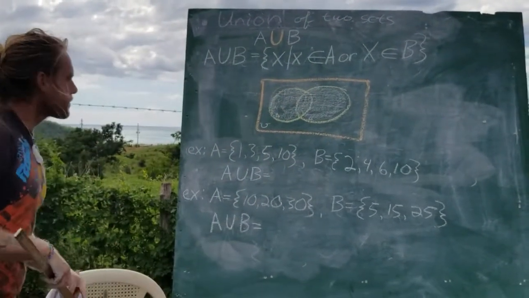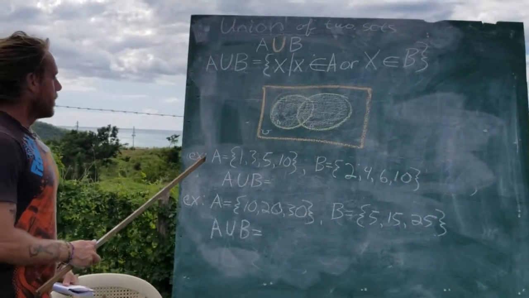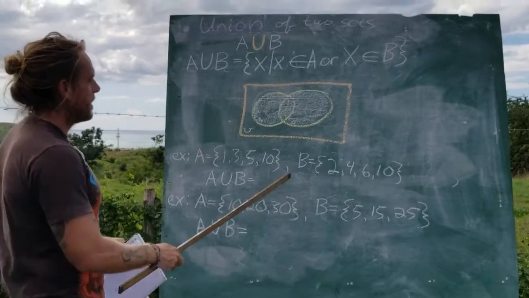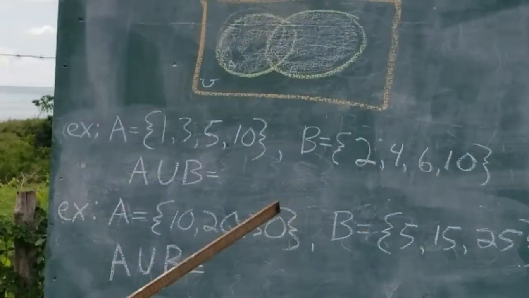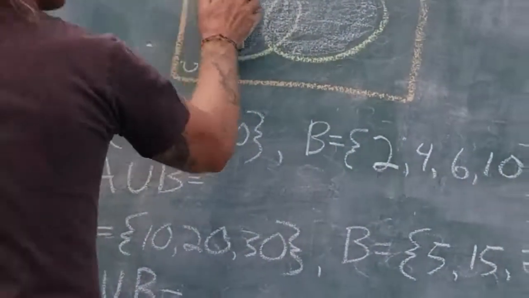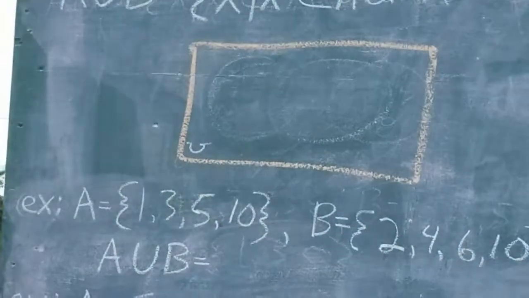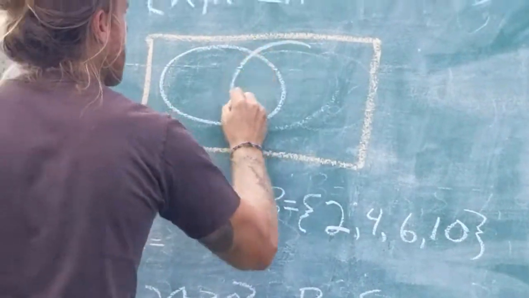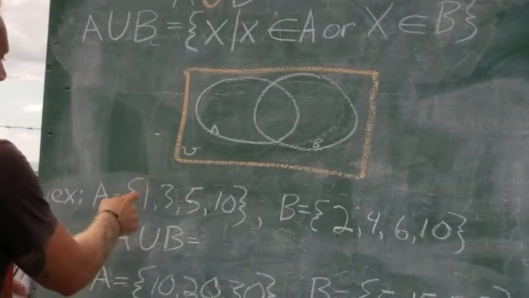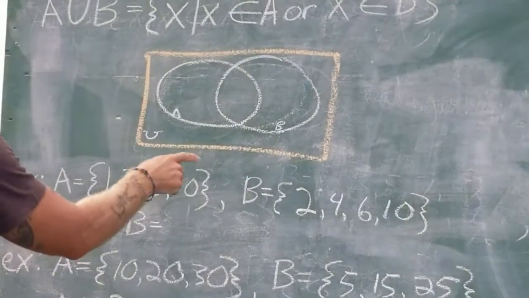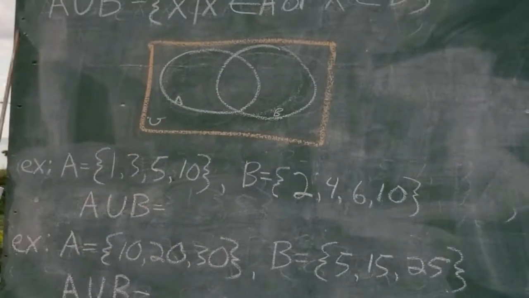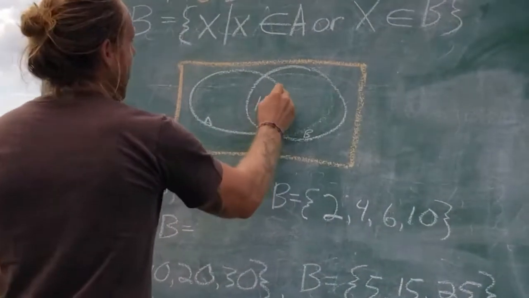So let's do some examples. Let set A consist of the set 1, 3, 5, and 10. B consists of the elements 2, 4, 6, and 10. We want to find the union of A and B. So let's use our picture, but let me erase this color. We've got two sets, A and B. Let's put our elements in. A has 1, 3, 5, and 10. B has 2, 4, 6, and 10. So are there any elements in common? Yeah, 10, one element. So on our Venn diagram, our 10 is an element of both A and B.